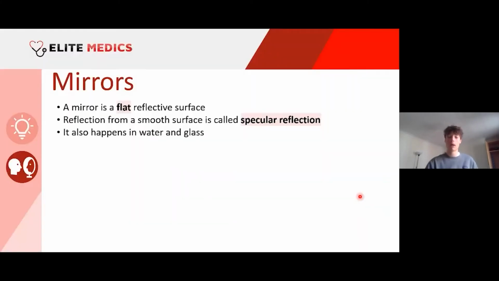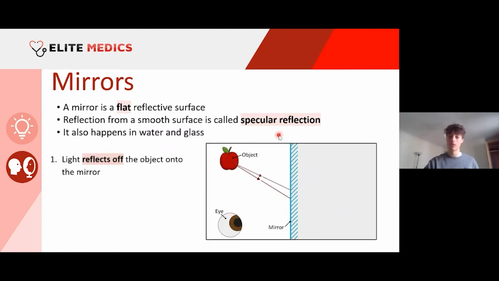Okay, so let's talk about mirrors. A mirror is a flat reflective surface. Reflection from a smooth surface is called specular reflection. So we saw before diffuse reflection, when light goes in all directions, but when it's from a smooth surface, it's called specular reflection. It also happens in water and glass. Water less so because it can be quite rough, but glass definitely because it's a smooth surface.